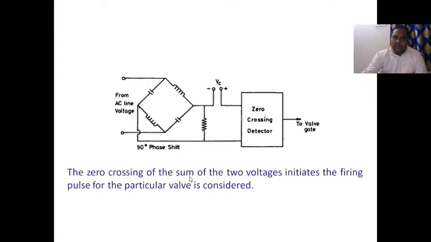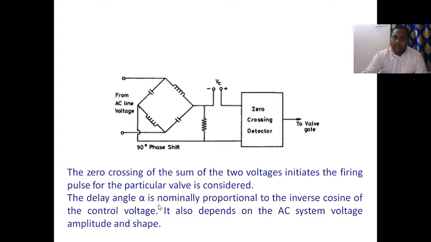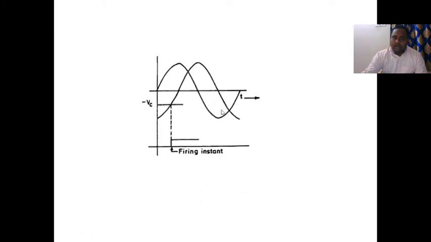The zero crossing of the sum of the two voltages initiates the firing pulses for the particular valve considered. The delay angle alpha is nominally proportional to the inverse cosine of the control voltage. It also depends on the AC system voltage amplitude and shape. So this is a normal wave, this is a control voltage, and the difference between the two waves creates the firing instant.